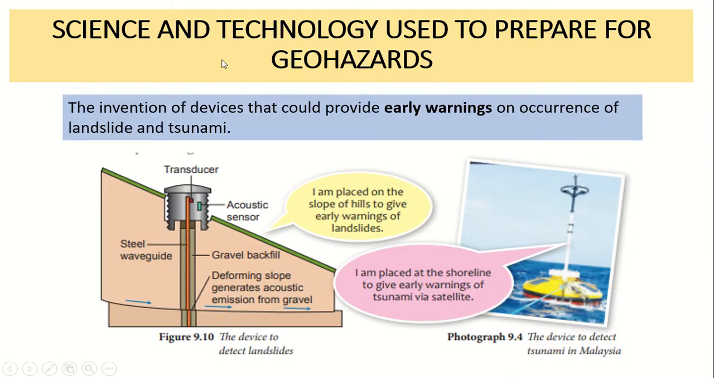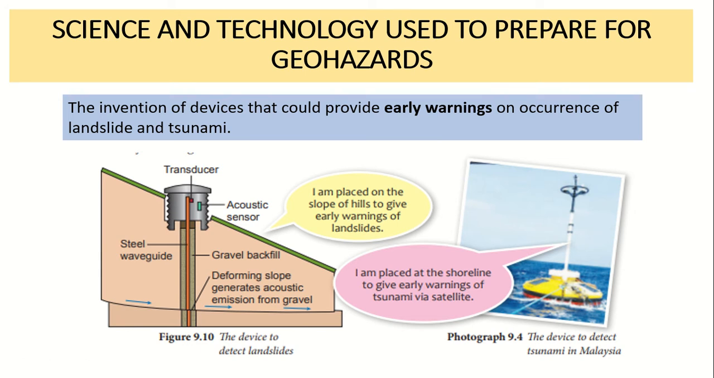Okay, so because of the geohazard, science and technology are used to prepare for geohazard. So ni adalah apparatus ataupun device untuk detect ataupun untuk bagi early warning, untuk human get ready. Okay, so the first one is device to detect landslide. Device ni untuk mengesan landslide.